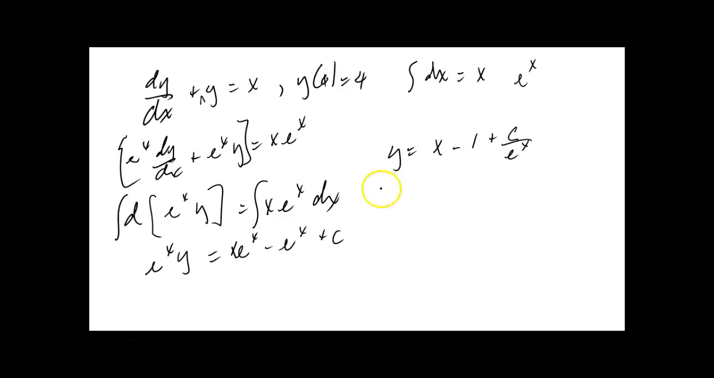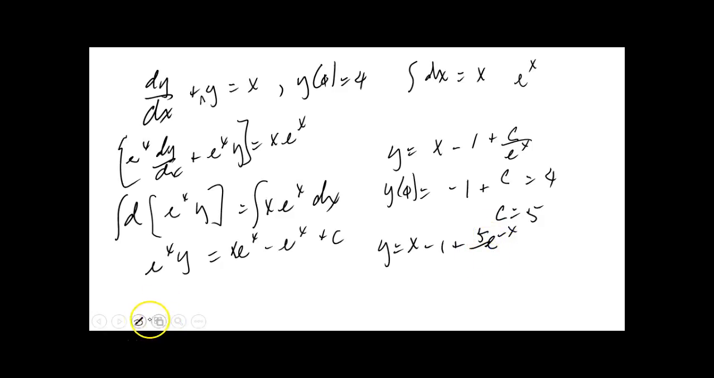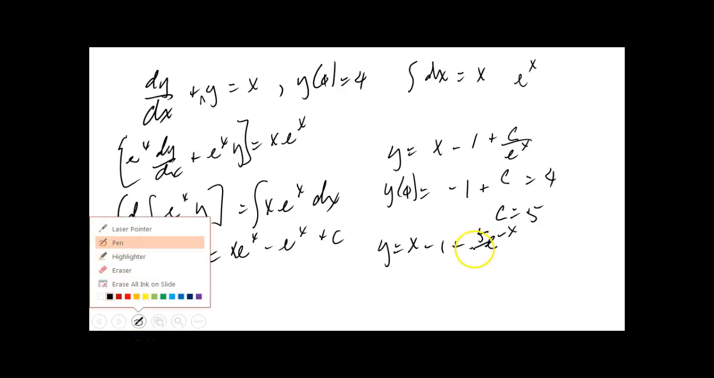Now what we're going to do is, when x is equal to 0, y of 0 is equal to minus 1 plus c over 1, right? And this is equal to 4. So this means c is equal to 5. So then y is equal to x minus 1 plus 5e to the minus x. I'm going to write it that way. I don't know if that's how the book does, but it just seems easier to write that way.